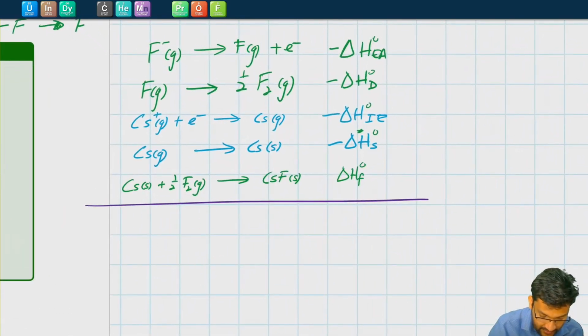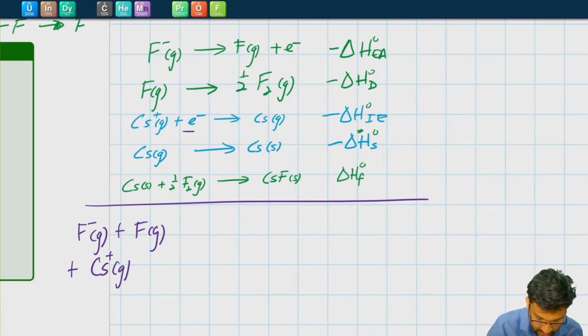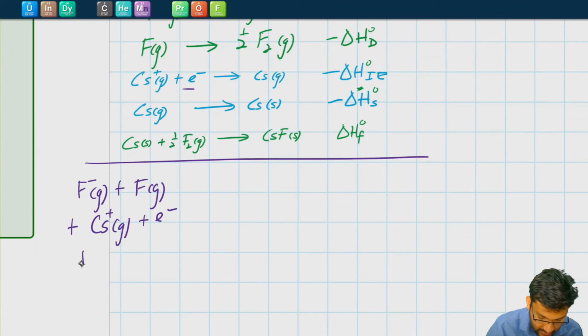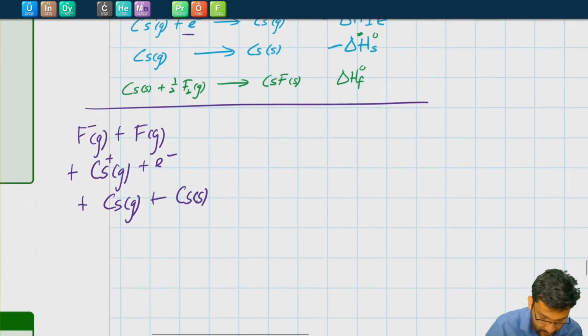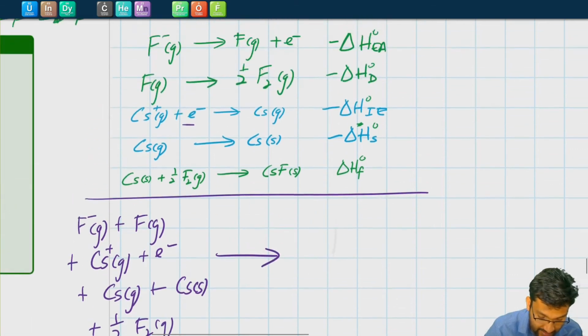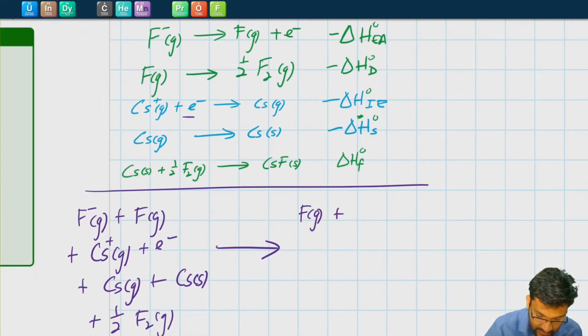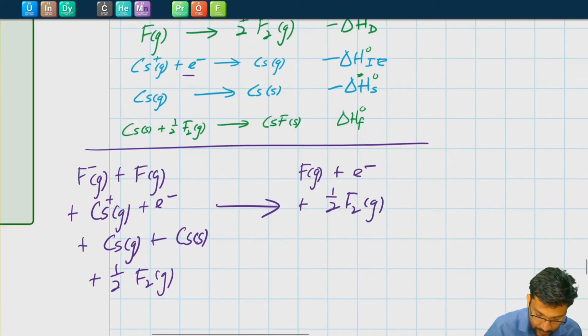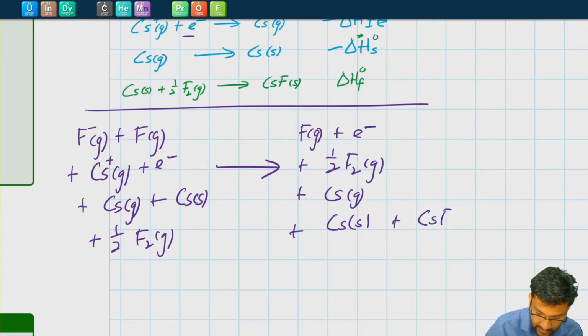Well, let's add everything. On the left, you have F minus gas plus F gas plus cesium plus gas, plus the electron, never forget the electron, plus another cesium gas atom, plus a cesium solid, plus half of a fluorine gas molecule. And on the right hand side, we have fluorine gas plus an electron plus half of a F2 gas plus a cesium gas atom plus a cesium solid atom plus a cesium fluoride solid.